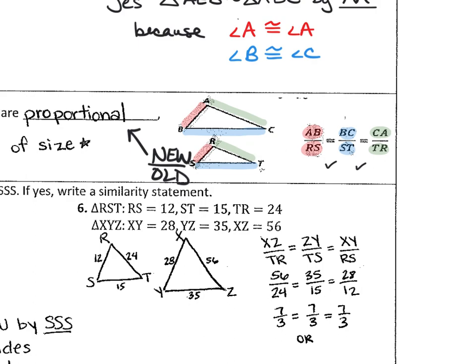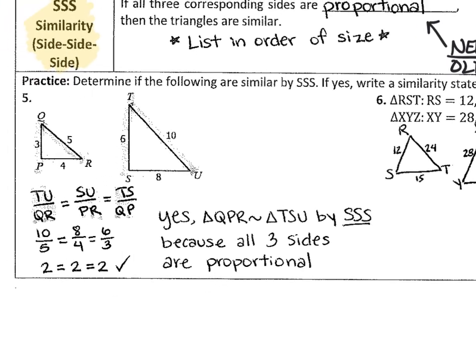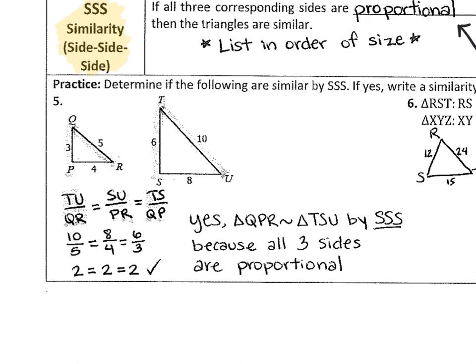Let's view an example. In example 5, it asks me to determine if the following are similar by side, side, side, and then write a similarity statement. So again, the color coding is going to be super helpful. We'll go TU as red and QR as red. So I have my red sides. We'll go SU and PR as my blue sides. Then I have TS and QP as my green sides.